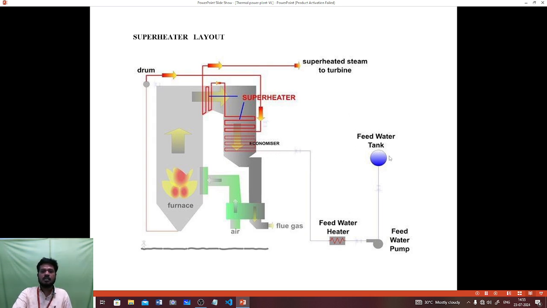In the feed water tank, the water is pumped by the feed water pump and sent to the feed water heater, and then it is sent to the economizer. The economizer is used for initial heating of the water into steam, and then it is superheated by the superheater chamber, and then the superheated steam is sent to the turbine. And for the burned fuel gases, air from the atmosphere is sent in, and burned gases are sent out by means of the flue gas chamber.